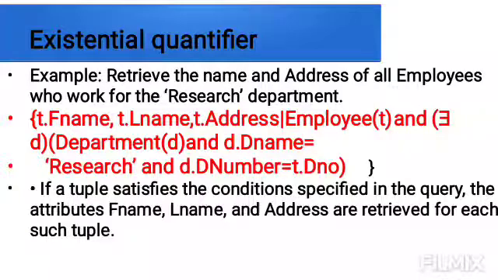Retrieve the name and address of all employees who work for the research department. We need the name and address of all employees in a research department. First of all, what are the tuple variables we need? Some specific or selected variables are needed. T dot F name, T dot L name, T dot address are the needed variables. Then the range relation is employee of T and the logical operator is and.